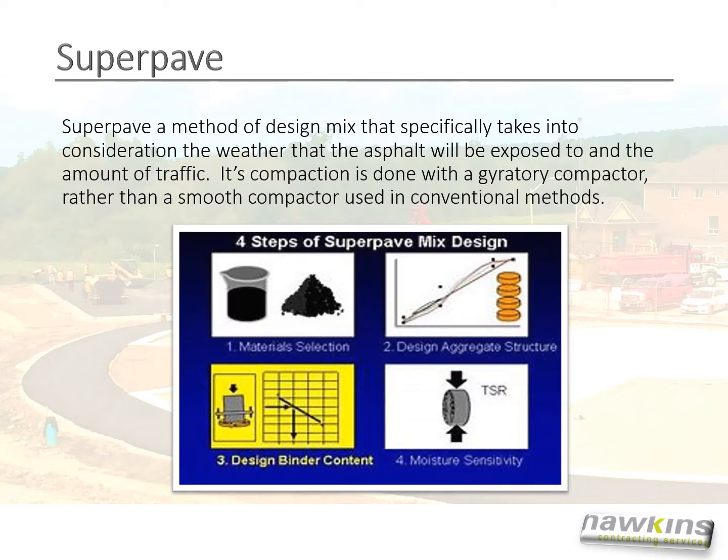Superpave is a method of design mix that specifically takes into consideration the weather that the asphalt will be exposed to and the amount of traffic. Its compaction is done with a gyratory compactor rather than a smooth compactor used in conventional methods. This is uncommon on our workplaces.